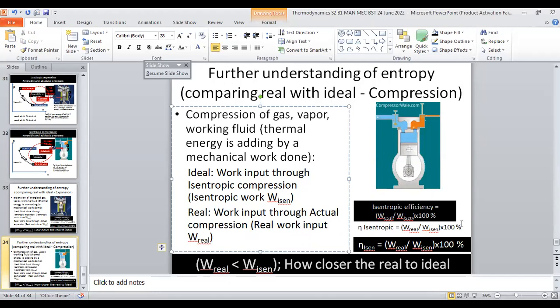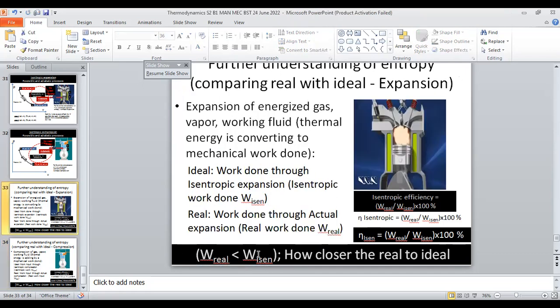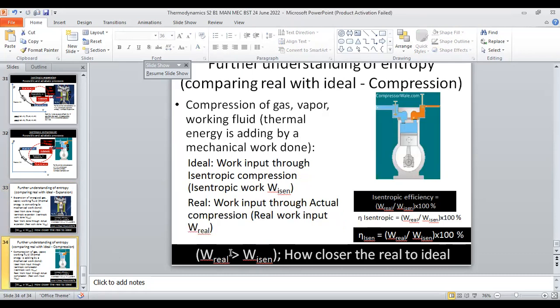Okay, W real. Here for compression, it is different because you are compressing, you are doing work on the compression. So W real is more than W isentropic for compression. Remember this: for expansion, W real is less than W isentropic. Here W real is more. So we want to minimize the real. How close the real is to the ideal is the case.